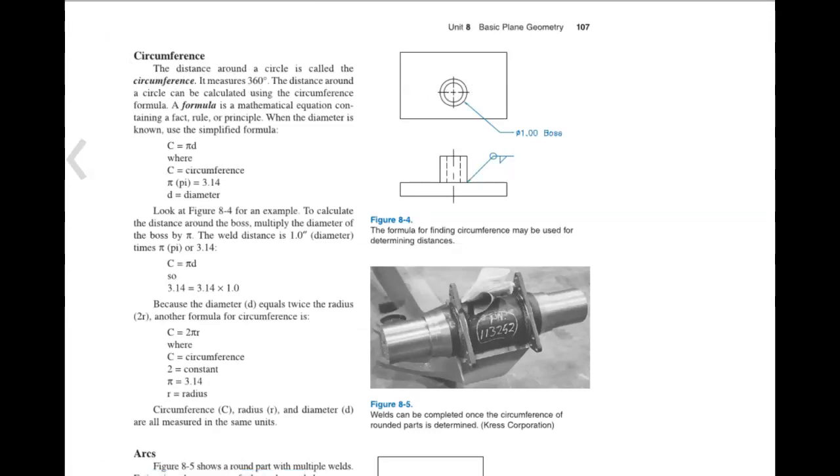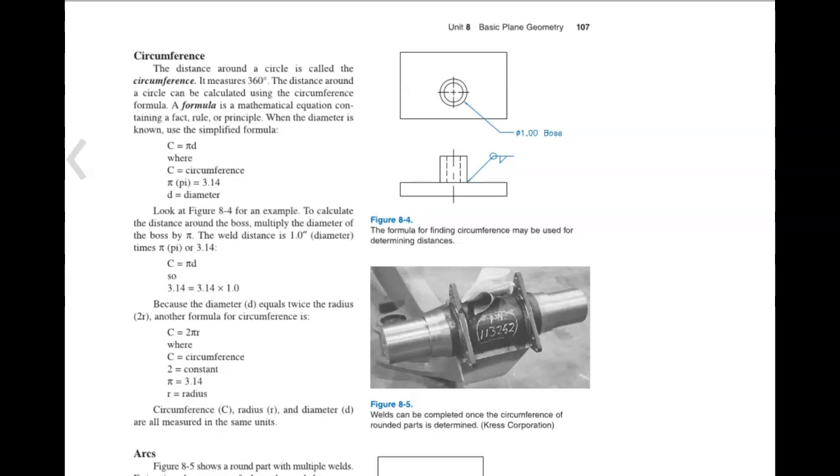Circumference. The distance around a circle is called the circumference. It measures 360 degrees. The distance around a circle can be calculated using the circumference formula. A formula is a mathematical equation containing a fact, rule, or principle. When the diameter is known, use the simplified formula. Circumference equals pi times diameter, where C is circumference, pi is 3.14, and D equals diameter. Look at figure 8-4 for an example.